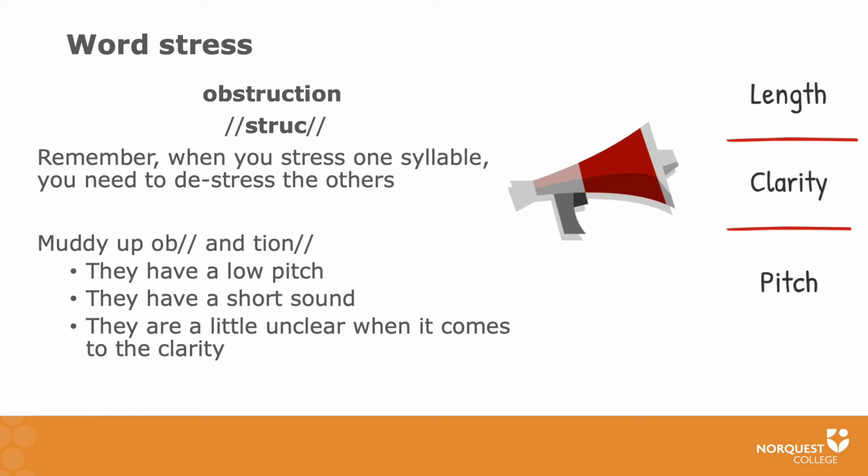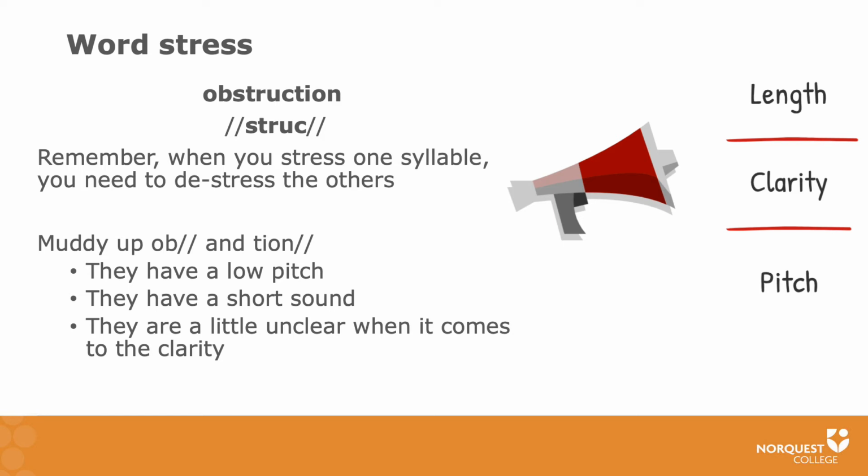And that's a really good expression for what we do with the other syllables in a word that are not stressed. They have low pitch, they have a short sound, and they're quite unclear when it comes to clarity of the vowels. So let's listen again and just think about that. Obstruction. Obstruction. Can you hear how I don't even really pronounce the O? Instead of saying ob, I say uhb. It's a bit muddy, right? And it's lower. Ob and shun are lower than struck, which is higher.